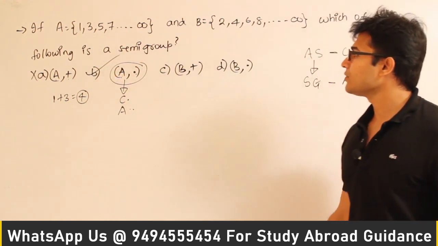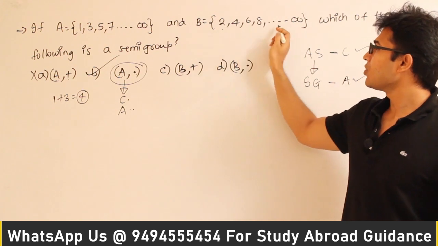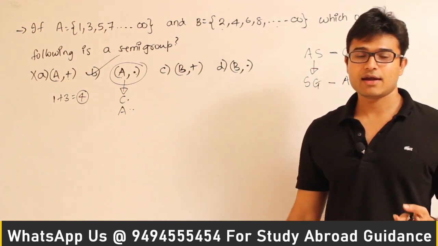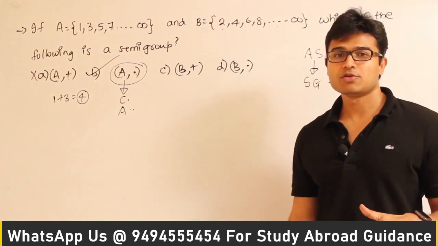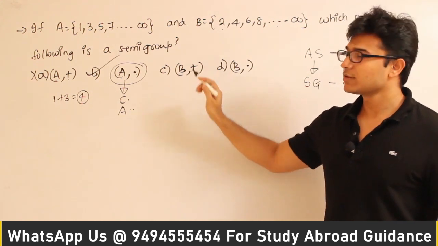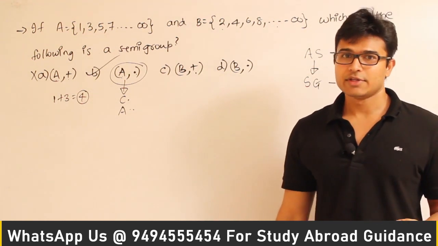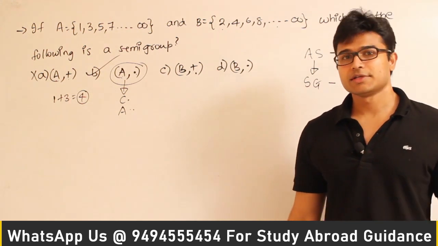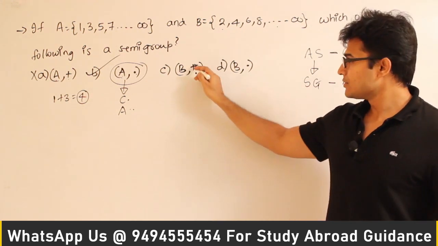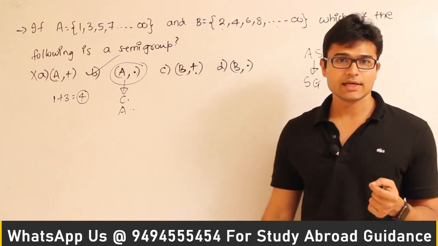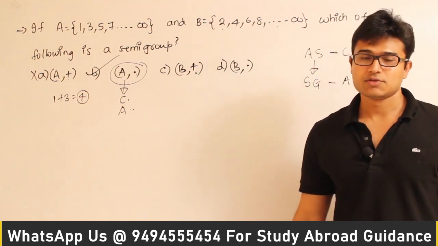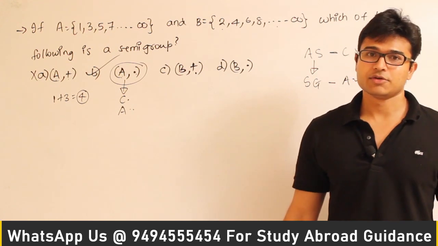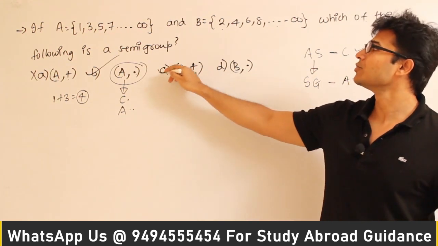And what about B and plus? Set of all even numbers and plus. When I add any two even numbers, the result is going to be even. Therefore plus is closed under the set of all even numbers. So we can say that it is an algebraic structure. Since we are talking about addition, we know that addition is associative. So it is closed as well as associative, and so we can say that it is a semi-group.